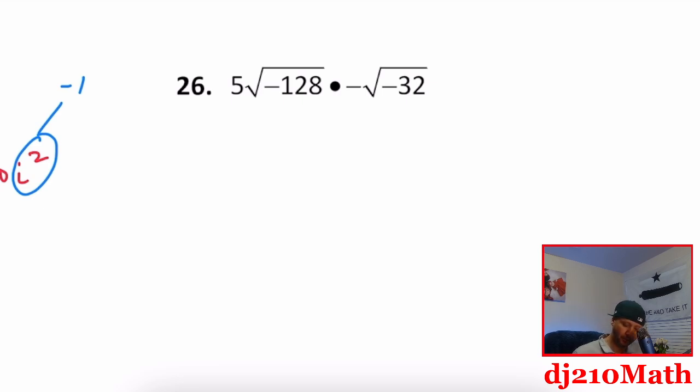So here, definitely simplify first, right? Because I don't want to do 128 times 32 and then start figuring out whatever. So first things first. Negative always comes out as an i. So far, the things that are outside get multiplied. 5i times negative i. All right, so this is going to be negative 5i squared. Okay, that's outside. i squared is really negative 1.